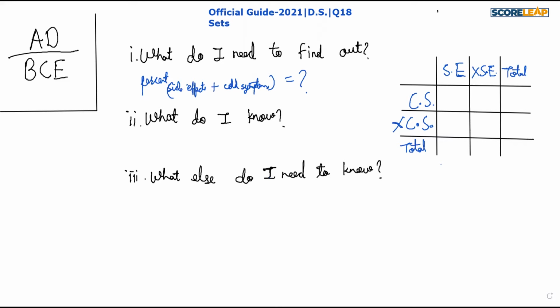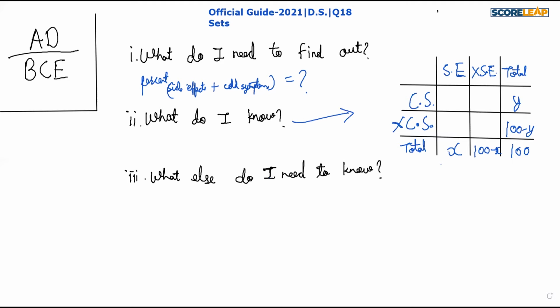So what they have given is that X% of the patients tested experienced side effects, so side effect is X. This will be 100 minus X, because overall is always 100%. The people experiencing relief of cold symptoms is Y, so this will be 100 minus Y. This total will be 100%. This is from the answer of our second question.